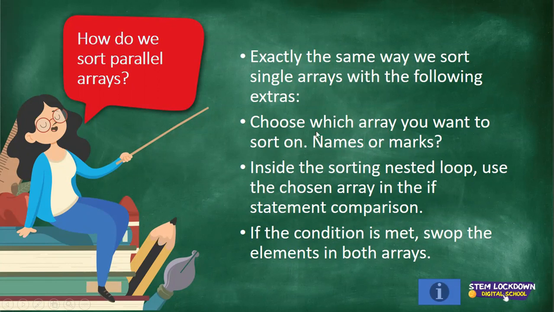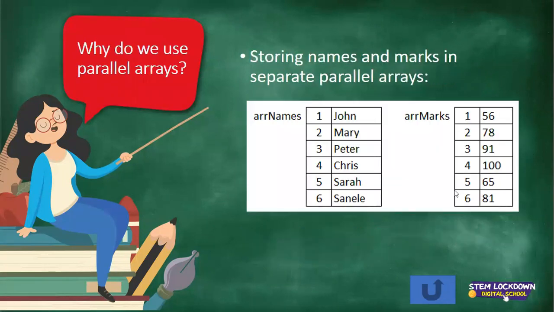Now, if you've decided that, or when you've decided that, inside the sorting nested loop, you've got to use that chosen array in my if statement comparison. And then once you've done that, if the condition is met, you have to swap the elements in both arrays. And that's another thing that comes in, because you have to keep a tab on both arrays.